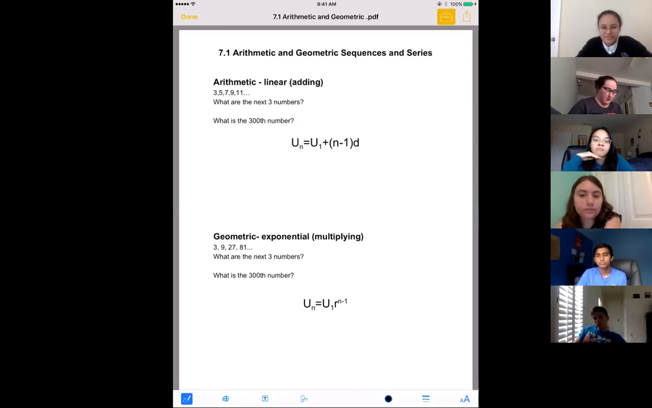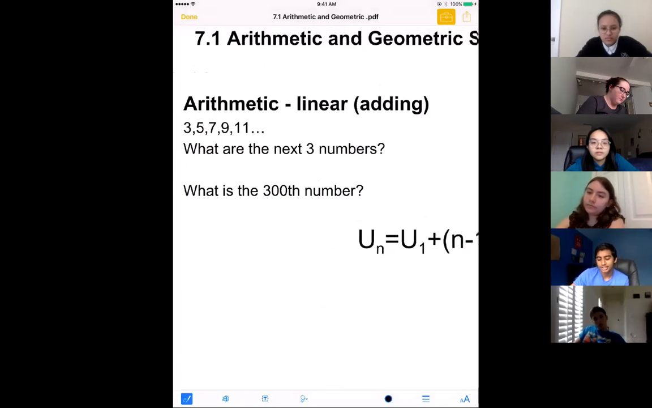So one of the things that we started talking about last class is arithmetic and geometric sequences and series. Arithmetic is linear. It means that you're adding each time. So the numbers on the notes go 3, 5, 7, 9, 11. What would the next three numbers be? 13, 15, 17.